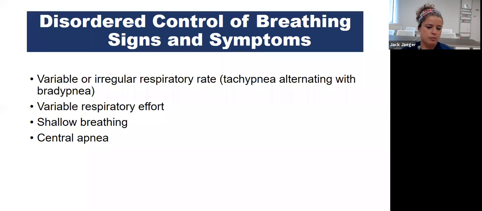So signs and symptoms: a variable or an irregular respiratory rate, for example, tachypnea alternating with bradypnea. A variable respiratory effort, maybe they're not having any retractions and then suddenly they are. You have shallow breathing, where it appears they're breathing, but it's not enough to really move oxygen in and out. Or central apnea, where the respiratory center in the brain just is not working and their brain's not telling their body to breathe.